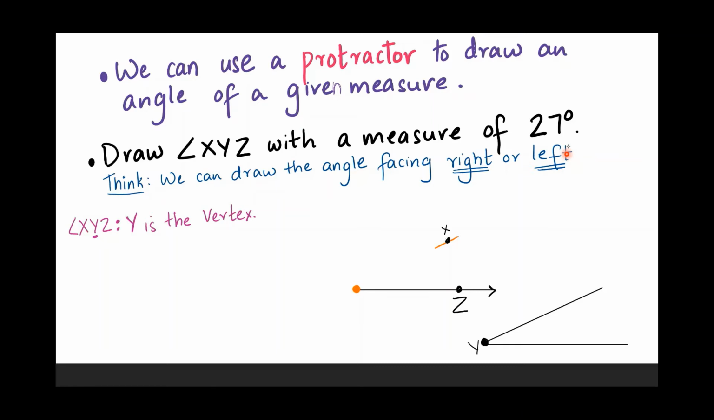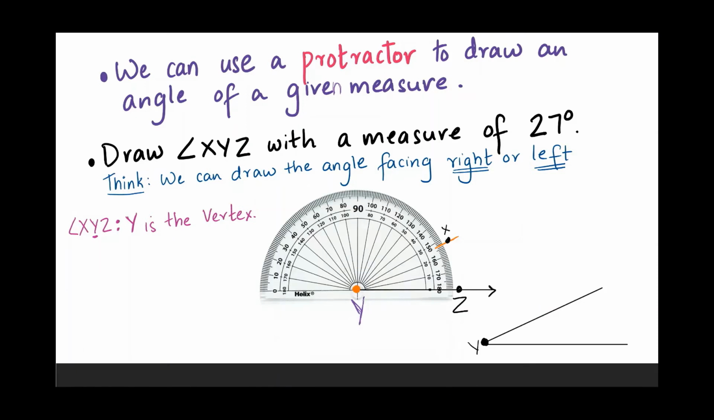Okay, so here you can write Y is the vertex. So this is where you will place your protractor. Now when you place your protractor, you can see here the line that connects to the vertex XY.